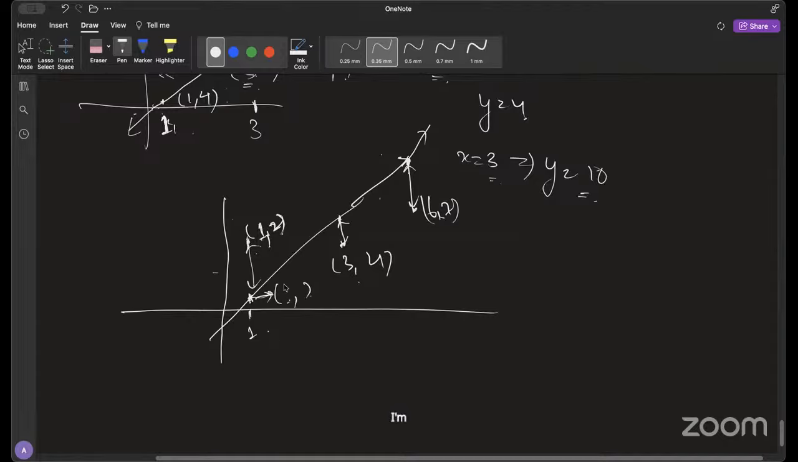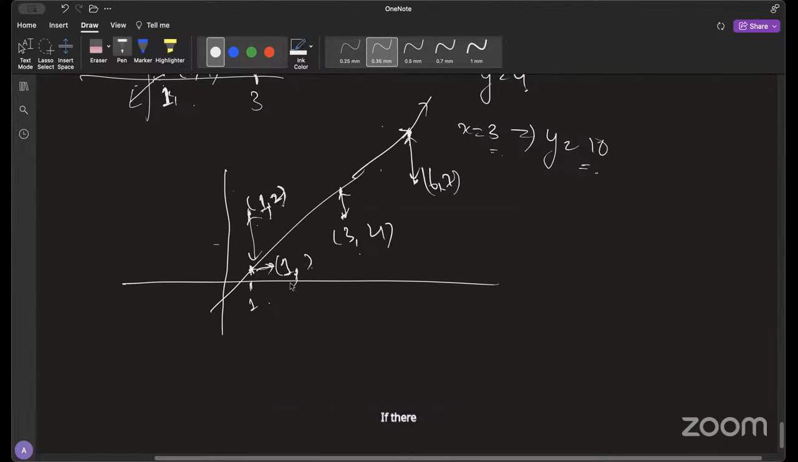Substitute x in that equation of the line and get the y value. So if there is any doubt about why we're keeping the x coordinate the same and only changing y, you can ask that. You can ask anything that you want to ask from here.